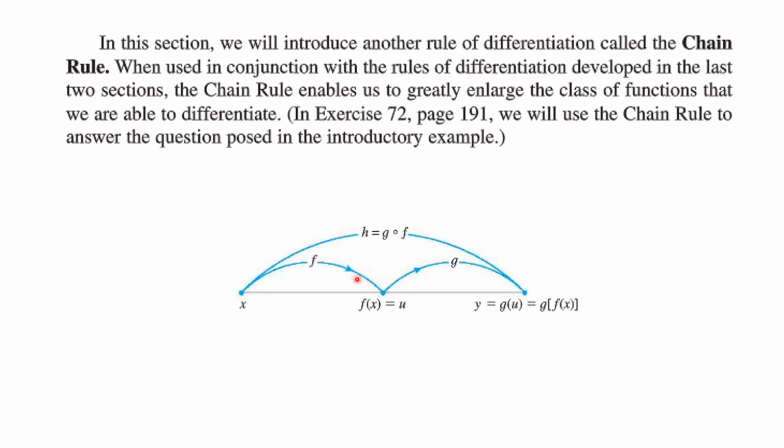So we're doing f, and then we're doing g, and the composite function is going to be h, that is going to be g composed with f. Now it makes sense that the rate of change of h depends somehow on the rate of change of f and the rate of change of g, and that's what we're going to be looking at. And we're going to be taking the derivative of y equal g of f of x.